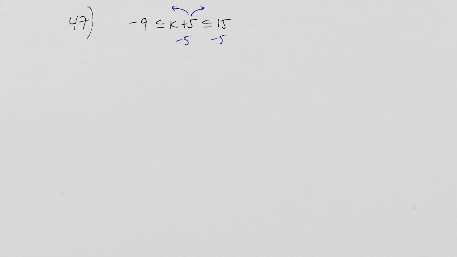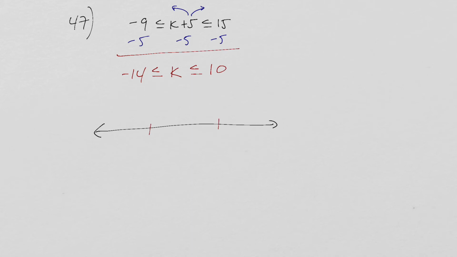And we're going to do that to each section. Okay. Now, negative 9 and a negative 5 give us a negative 14. This is still less than or equal to k, less than or equal to positive 15, and negative 5 gives us a positive 10. So if you were to graph this, you simply put two little hash marks down, negative 14 on the left and positive 10 on the right. Because of the equal sign, these are brackets this time, and it looks like that. So in interval notation, we just put bracket negative 14 comma 10 bracket, and that's it.